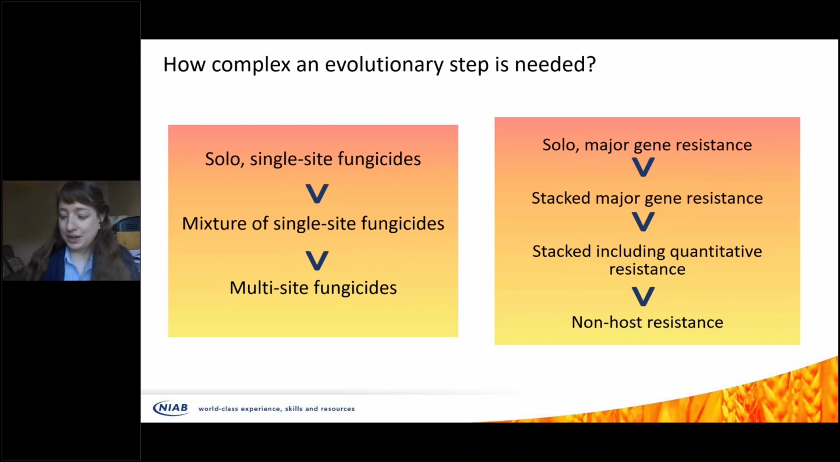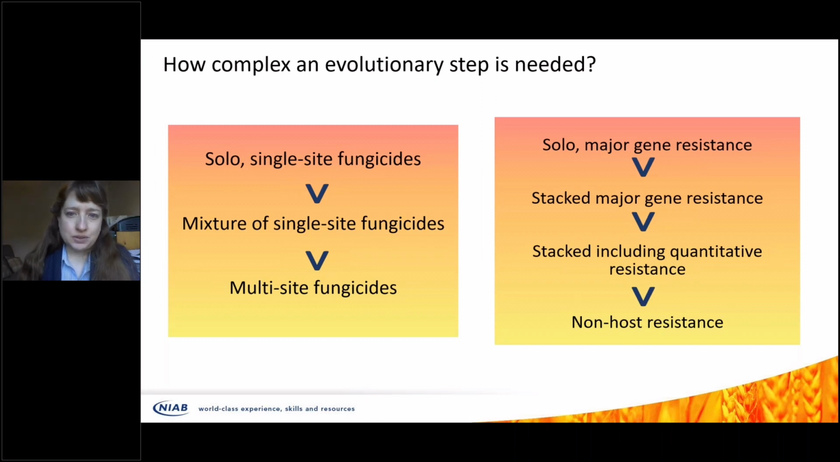Now, of course, there are other reasons why we don't just use multi-site fungicides. The single sites are more systemic, they're more curative, and with the multi-sites being so broad, there are more concerns about off-target effects, and that's why we've lost chlorothalonil. But just in terms of resistance risk, that risk would be lower.